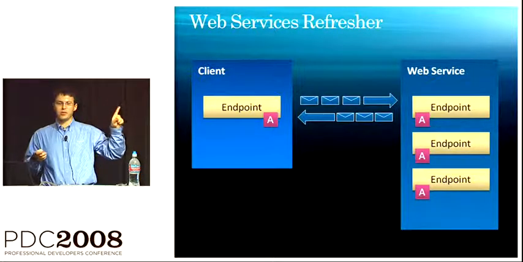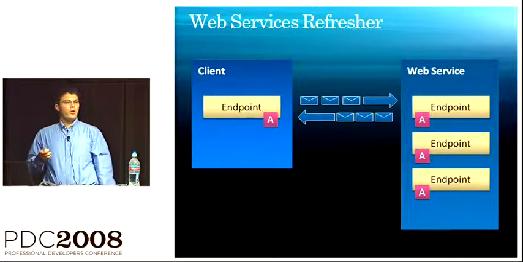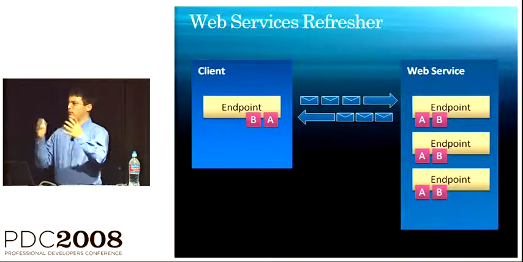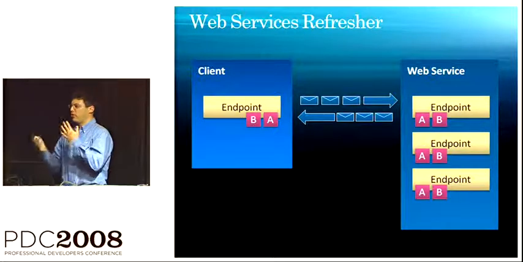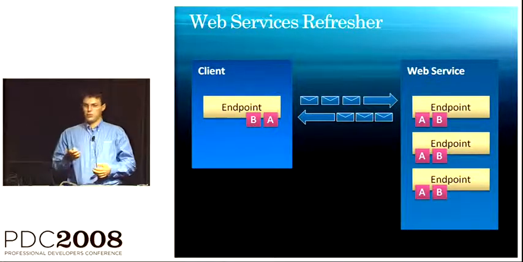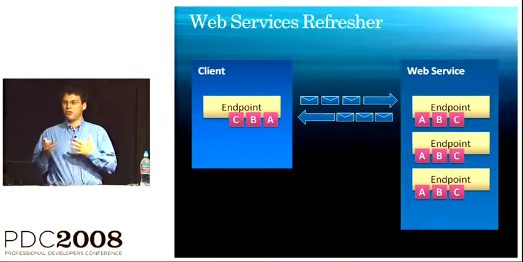One of them is the address. That's the actual physical address to which it talks. The binding is a set of rules about how you communicate: which transport, which addressing, and all those things. So binding, B. C is the contract, and the contract actually has 3 parts.